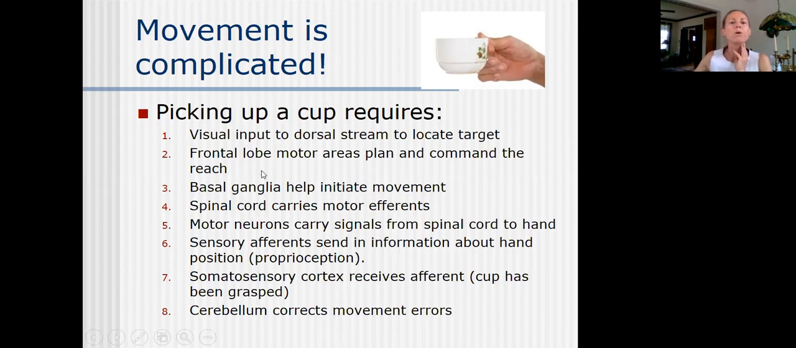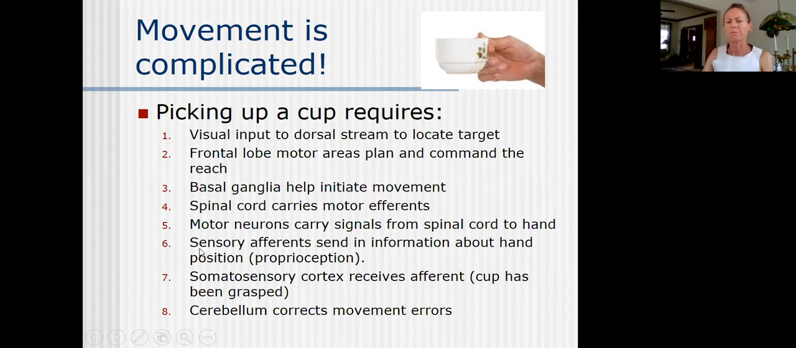Then your frontal lobe motor area will plan and command the reach, and we're going to talk about that. And that's that strip of the motor cortex in the frontal lobe, or what we also call the precentral gyrus. The basal ganglia will help initiate that movement, as it does for kind of complicated movements. The spinal cord carries motor efferents. So motor efferents are now going to come down to the arm to reach out. Motor neurons are going to carry signals from the spinal cord to the hand then.